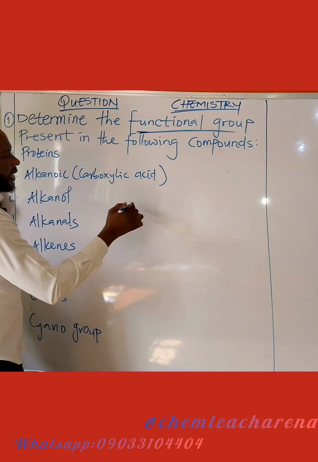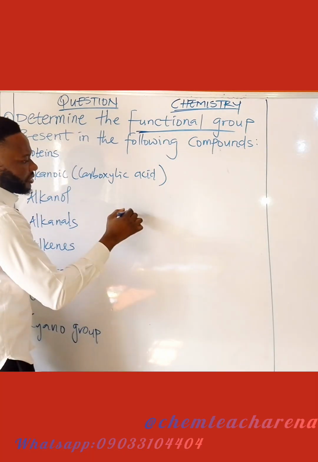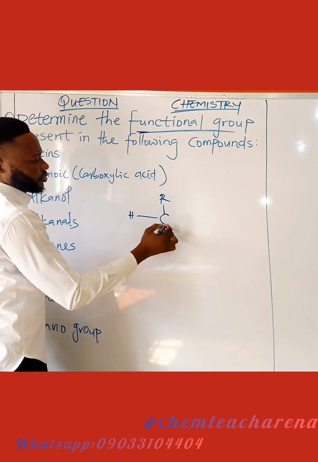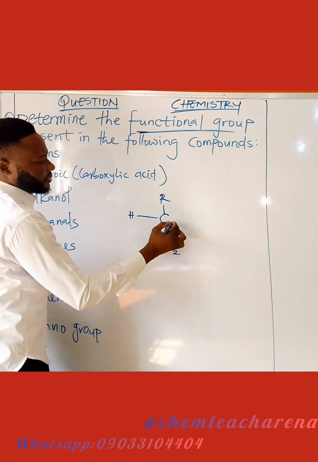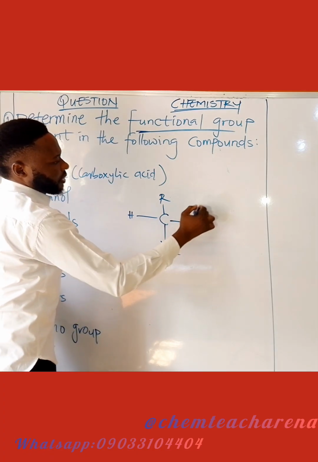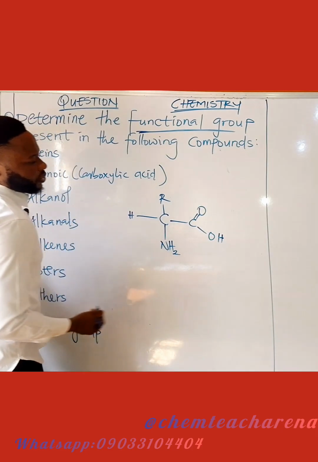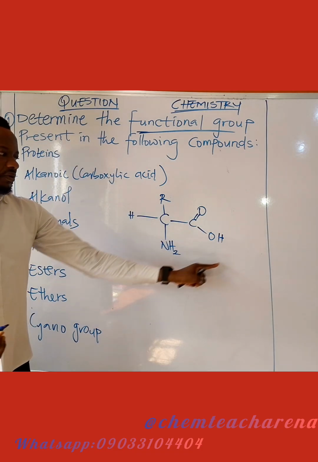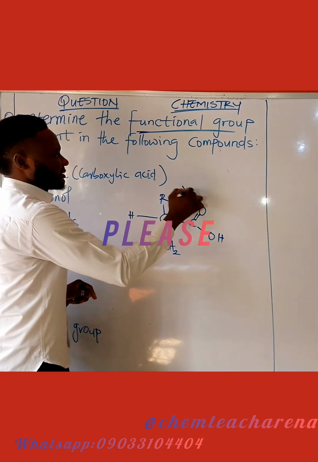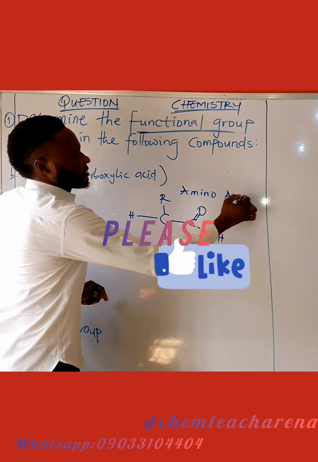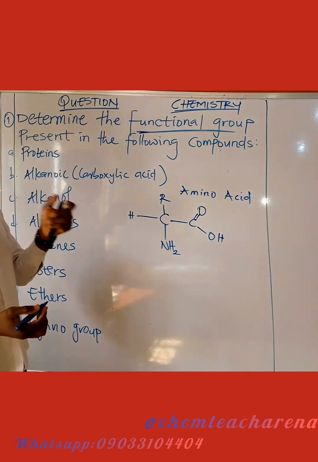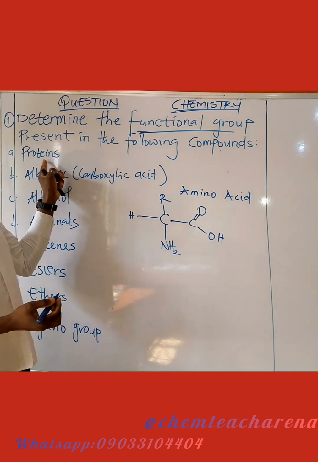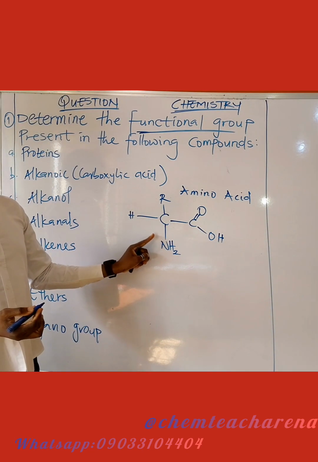So for the amino acid, we have the hydrogen, it will bond to carbon, this will bond to an alkyl group, this will bond to an amino group, then this one will give me the carboxylic group. Now they are asking, what is the functional group present here? This is the structure of amino acid. Like I said, the basic structural unit of protein is amino acid, and the end product of the digestion of protein is also amino acid.